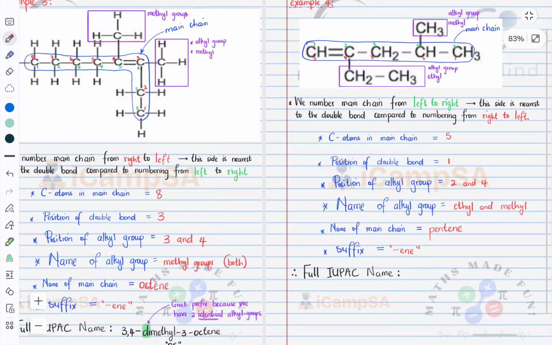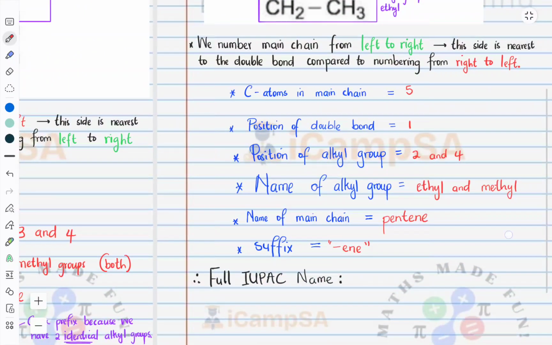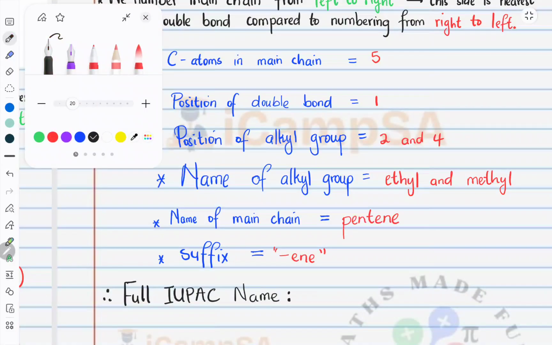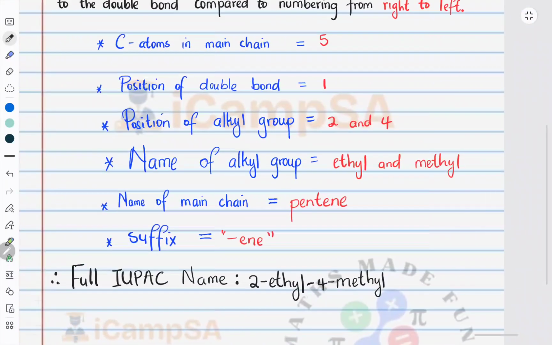Now we have all the information we need to compile the full IUPAC name. Remember, we always start with the alkyl groups first. So we know that there's an alkyl group in position number 2, and that alkyl group is ethyl. There's another one in position number 4. It's called methyl. Now we're done with the alkyl groups.